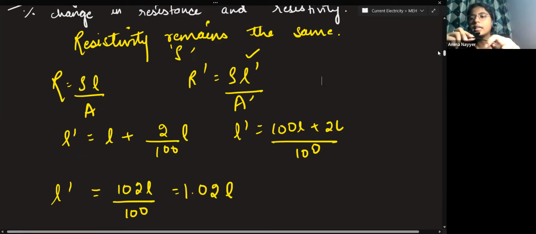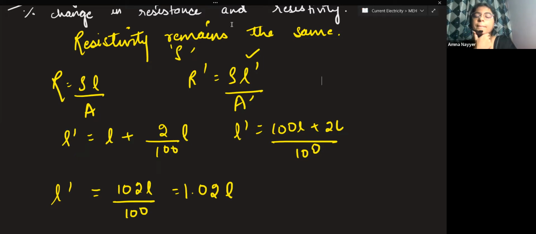Now this is the wire. Initially the wire was this. Now I have increased its length by 2%. Besides resistivity, can you name any quantity that will remain constant? Area of cross section? No.